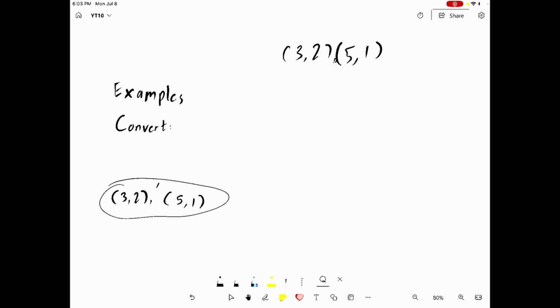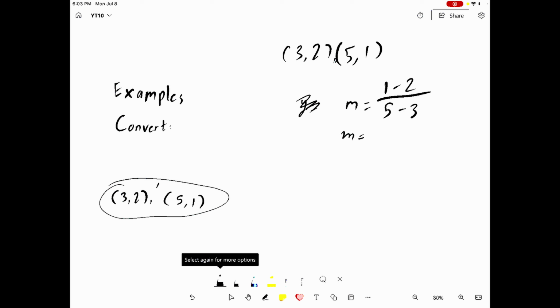Let's find out the slope. m is equal to y2 minus y1, 1 minus 2, divided by x2 minus x1, 5 minus 3. That's m is equal to -1 divided by 2. So that's our slope. And of course, we're going to get y is equal to -1/2 x plus b.